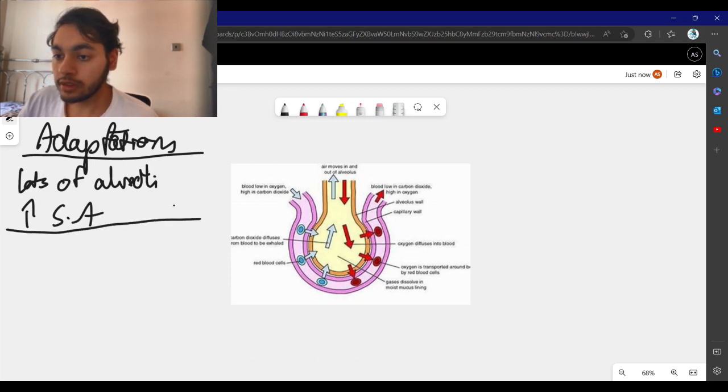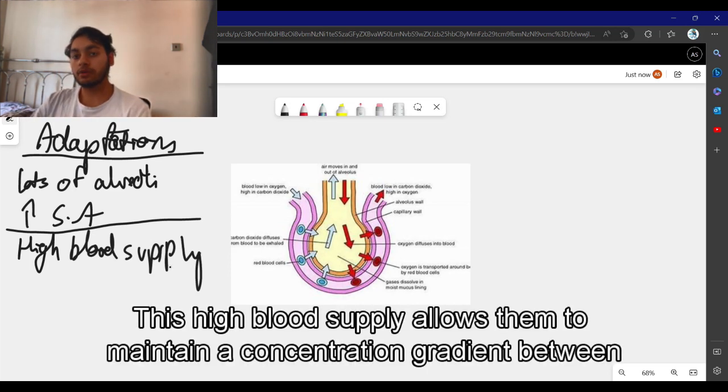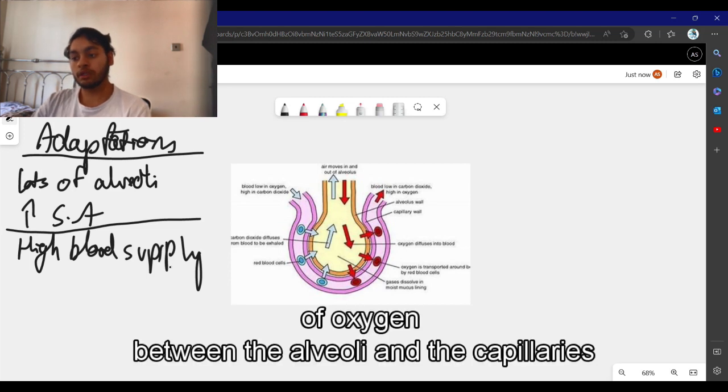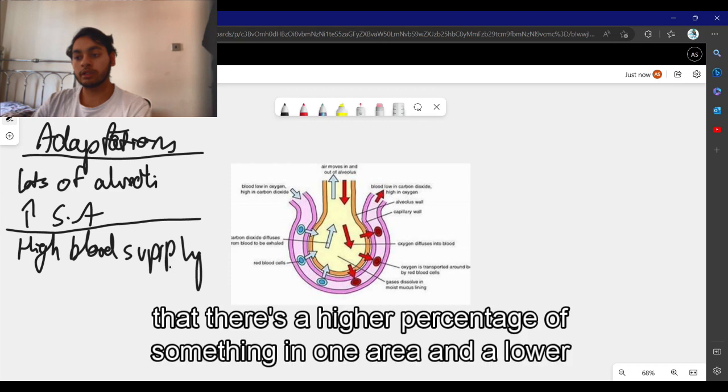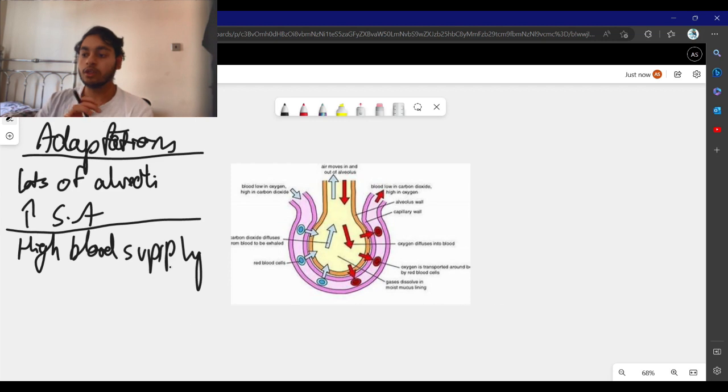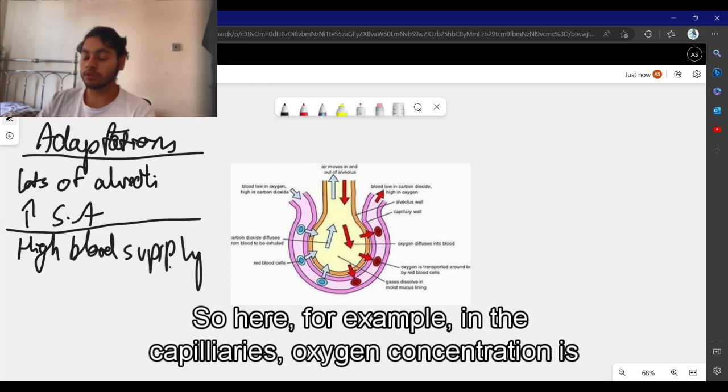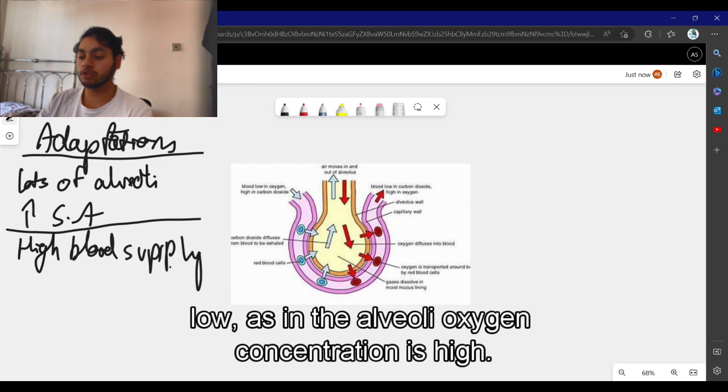Another adaptation is that there's a high blood supply. This high blood supply allows the maintenance of a concentration gradient of oxygen between the alveoli and the capillary. Now, what is a concentration gradient? To put it in simple terms, there is a higher percentage of something in one area and a lower percentage in the other. So here, for example, in the capillaries, oxygen concentration is low, whereas in the alveoli, oxygen concentration is high.